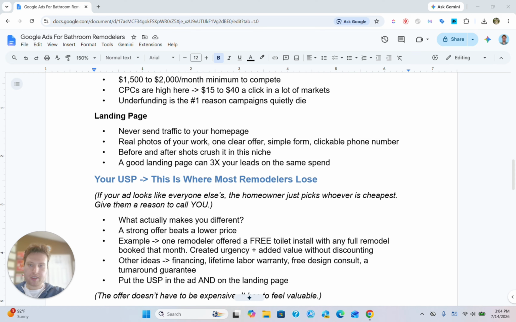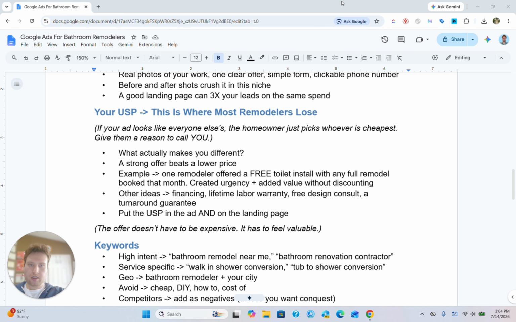So this next part over here is where most remodelers lose. This would be your unique selling point. If you look at bathroom remodeling ads, everyone kind of looks the same. So this is something that you really want to do to stand out. Everyone says free quote. Generally, what's going to happen is the homeowner is going to shop around. They're going to click on a bunch of ads, fill out their information, and then end up going with whoever's the cheapest. So in order to really differentiate yourself there, make sure you have a unique selling point.